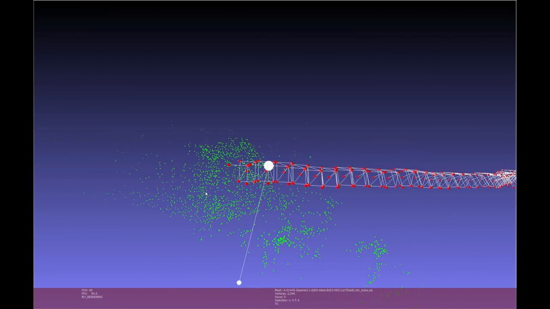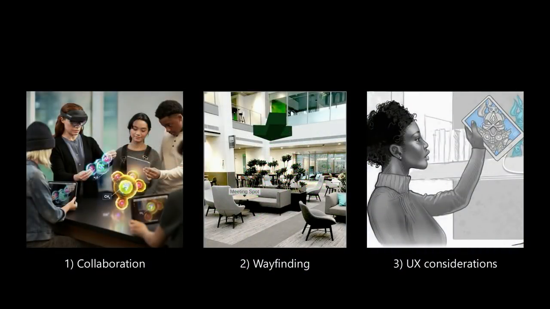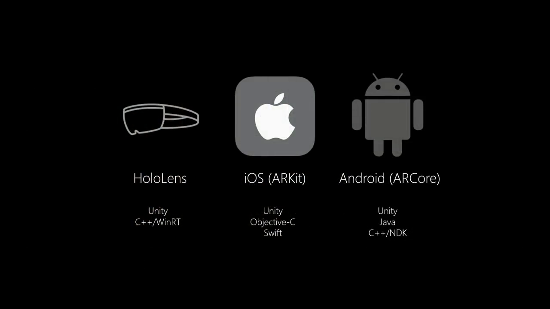With that in mind, I want to talk about three things now. First, how do you build an app for collaboration? Next, how do we extend that to build a wayfinding app? And then finally, let's talk a little bit about UX when building with ASA. So to start, we're cross-platform. You can build for HoloLens, iOS, or Android, and you can build in Unity, or you can write native code. In this example, we're mostly going to focus on a Java Android app, but the concepts are pretty universal across all platforms and development environments.